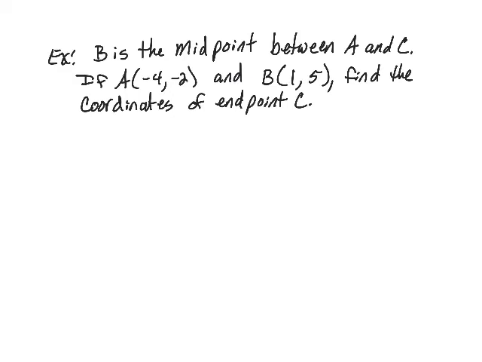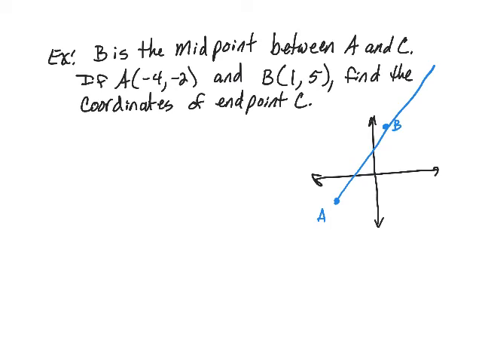Okay, so this is what I have if I were to sketch it. If A is (-4, -2), roughly there, and B is (1, 5), roughly there, well, C is going to be way up here somewhere. And that's what I'm trying to find. Probably not that far, but somewhere like that.